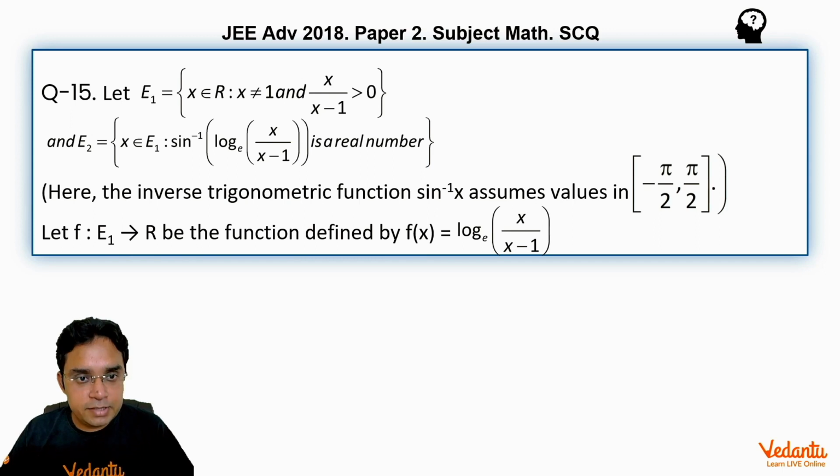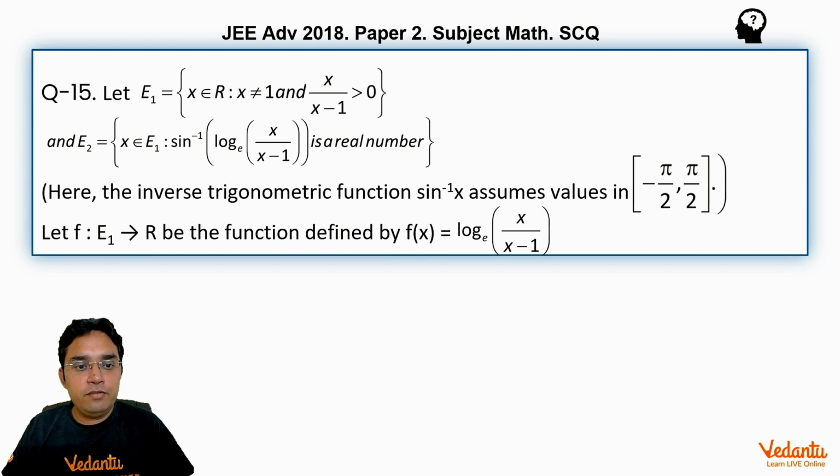Let E1 be a set of x belongs to R such that x not equal to 1 and x upon x minus 1 greater than 0. And E2 is a set of x belongs to E1 such that sine inverse log of x upon x minus 1 to the base e is a real number. Here inverse trigonometric function sine inverse x assumes values in the closed interval minus pi by 2 comma pi by 2, which is its principal range.